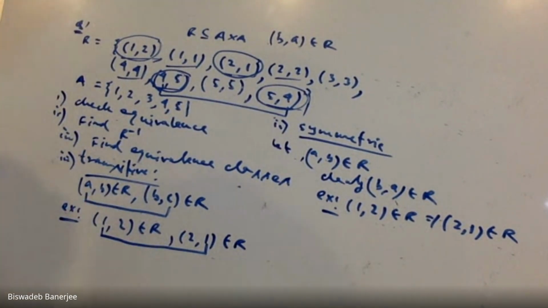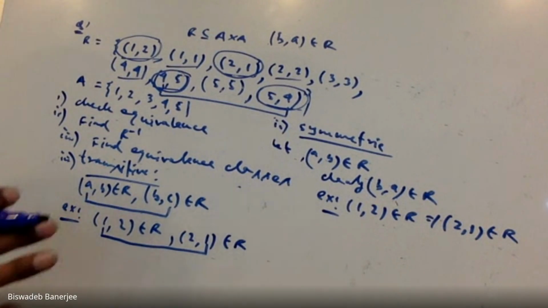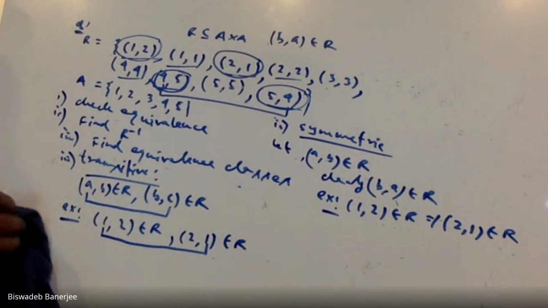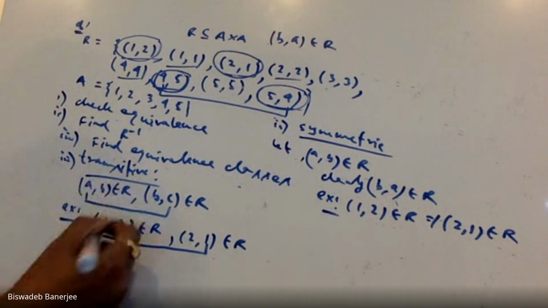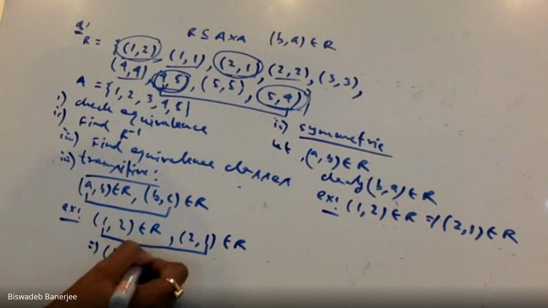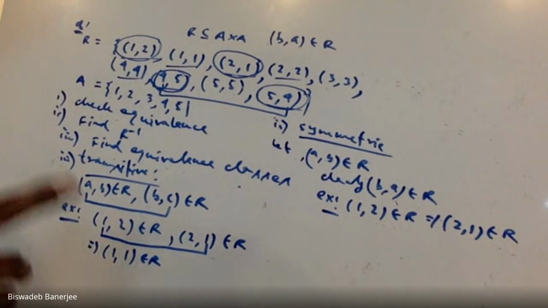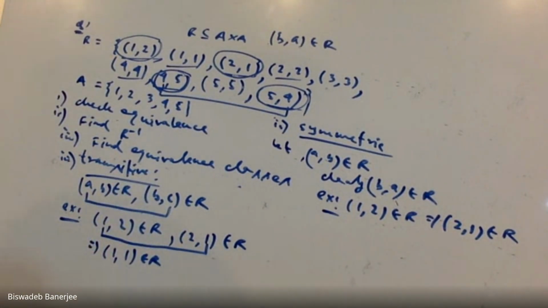So for every pair, now you can check yourself. For every pair, whatever be your pair, this relation always holds: (a, b), (b, c) belongs to R. Okay, clear? I'm giving you an example. This implies (1, 1) belongs to R. Yes, (1, 1) belongs to R. Just an example is sufficient, but you have to check for each and every pair.